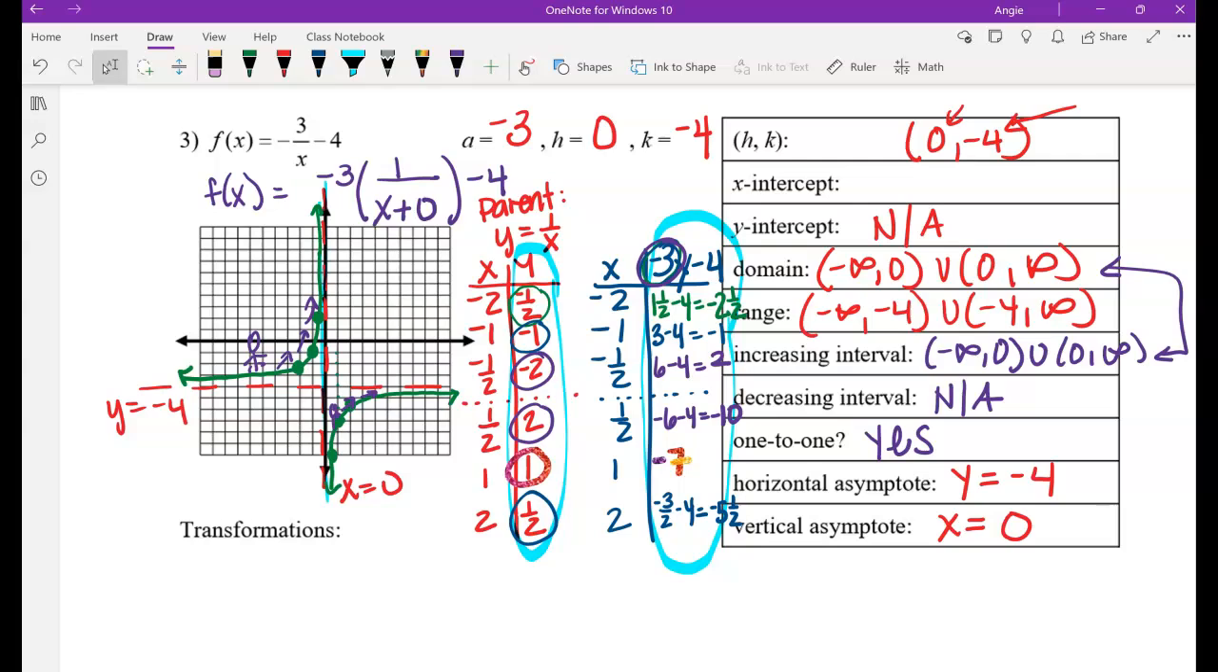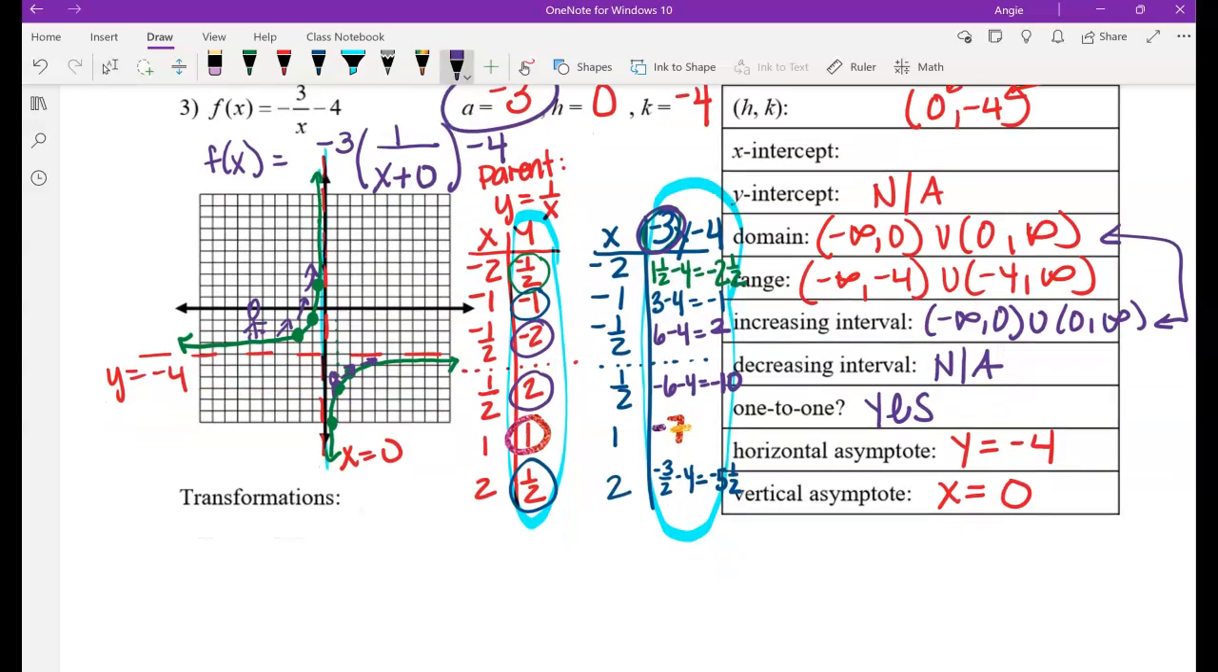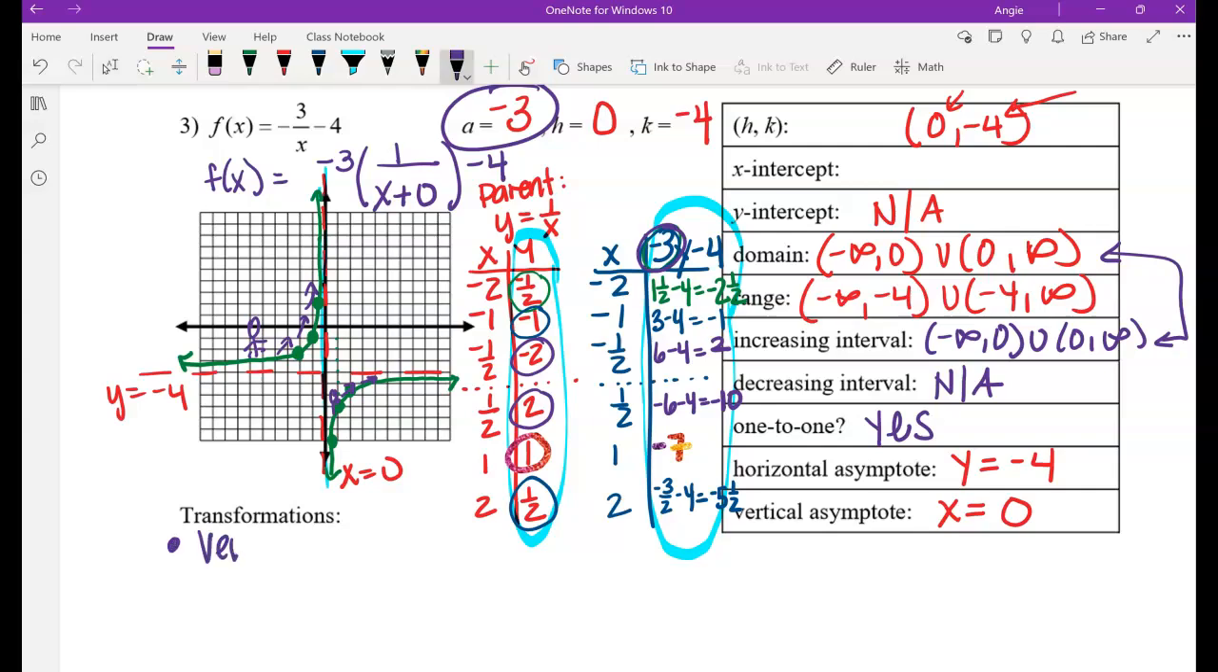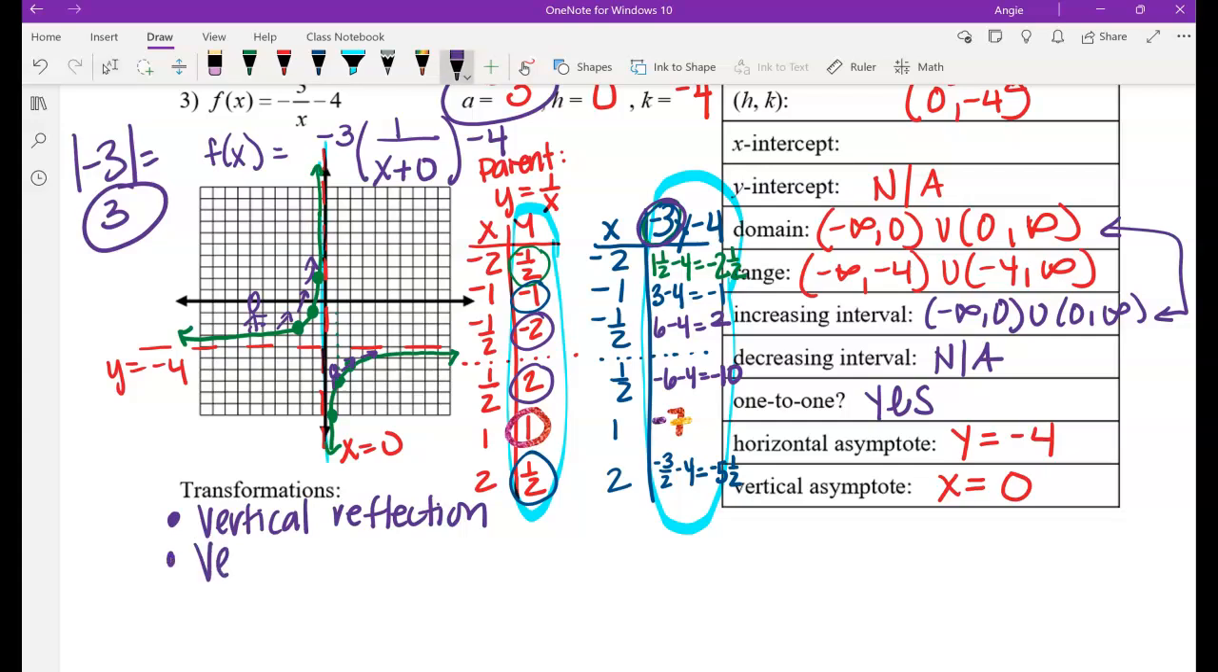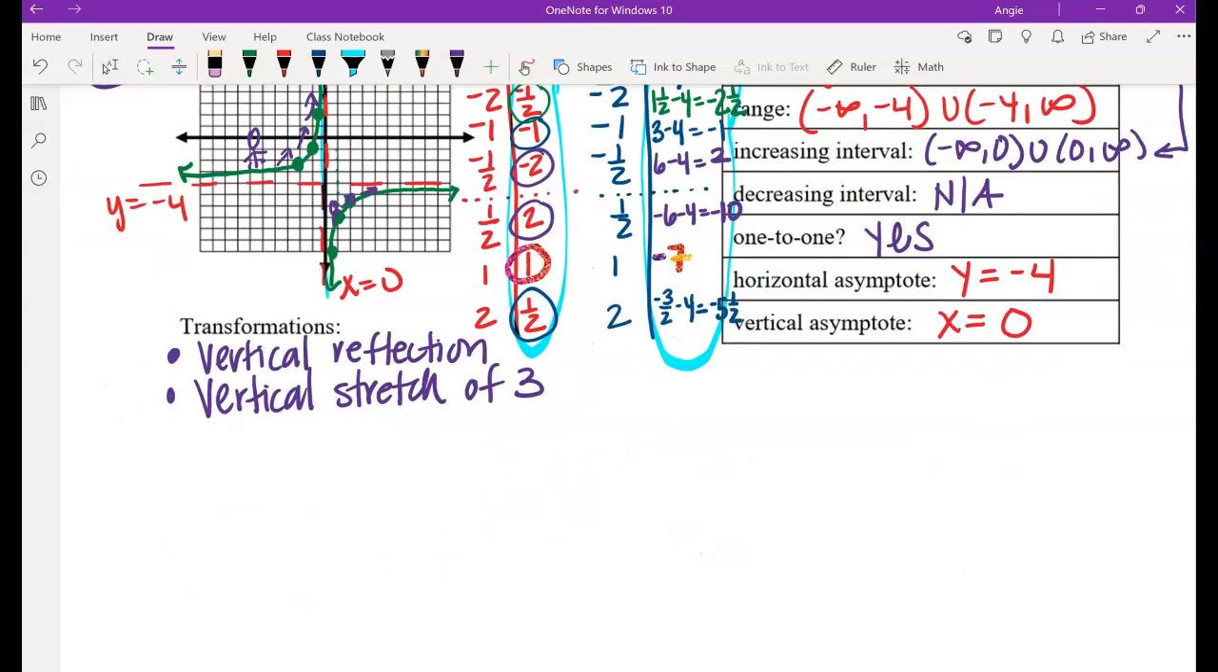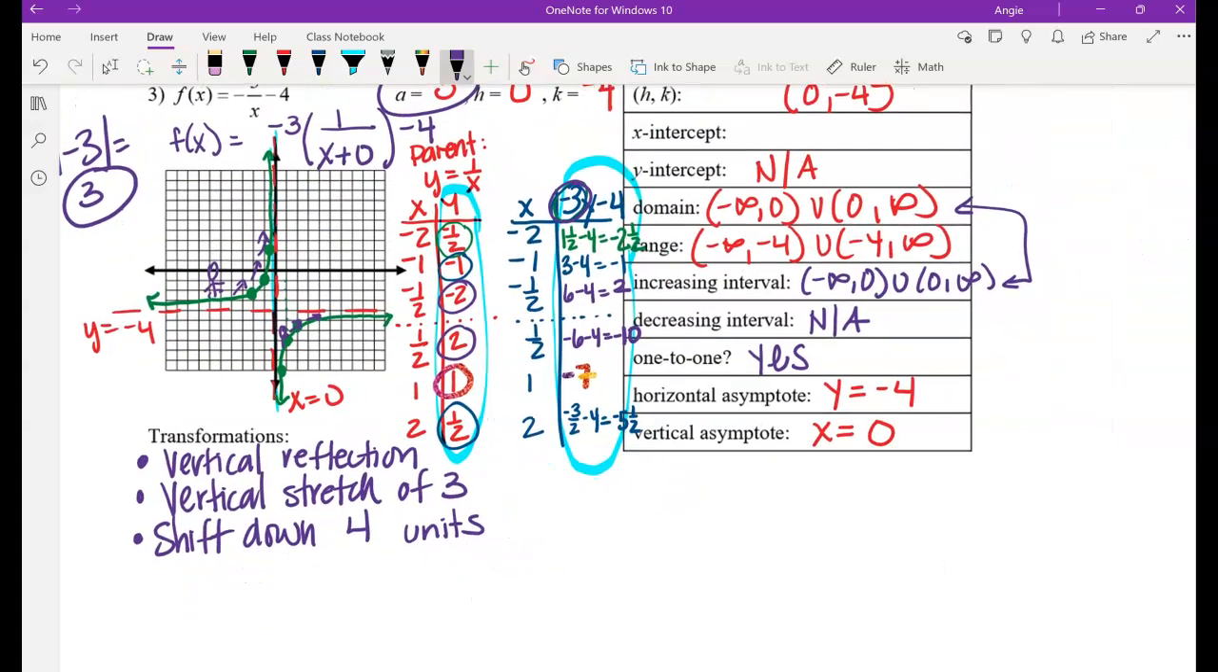Let's work out the x-intercept by hand, but let's state the transformations really quickly. A is negative 3, students, so the negative itself is going to be a vertical reflection, aka reflection over the x-axis. Now the absolute value of negative 3 is 3, so that's bigger than 1. So that's going to be a vertical stretch by a factor of 3. Then you have your k value of negative 4, so we are going to shift down 4 units, and that is totally true because our horizontal asymptote went down 4.